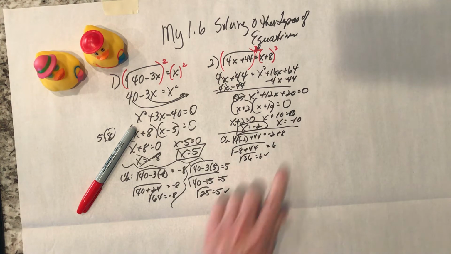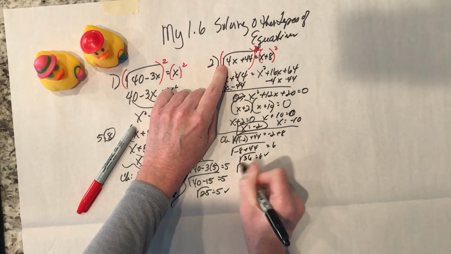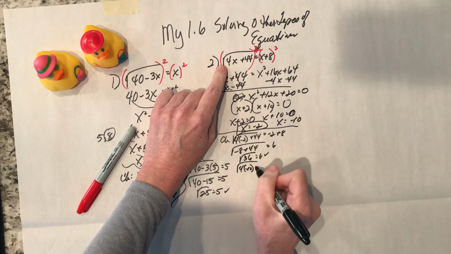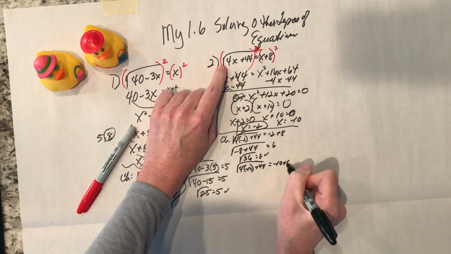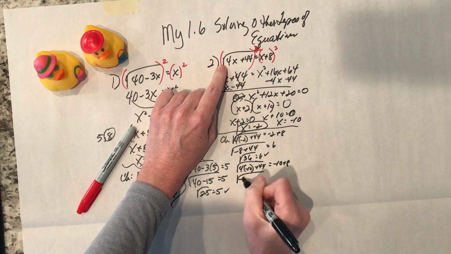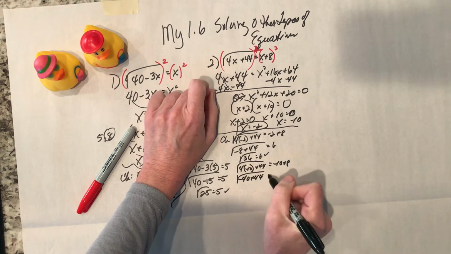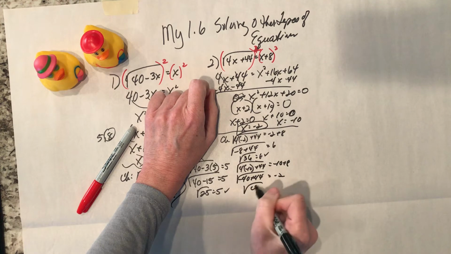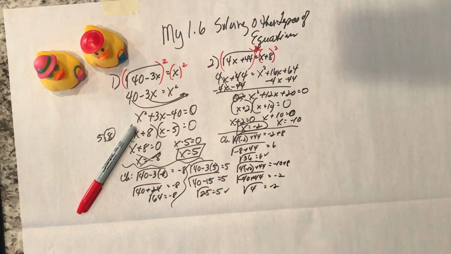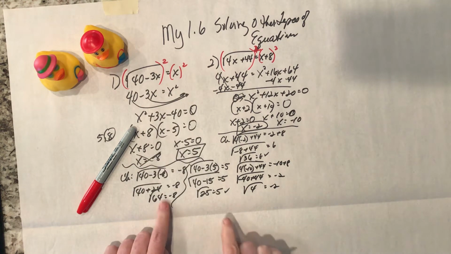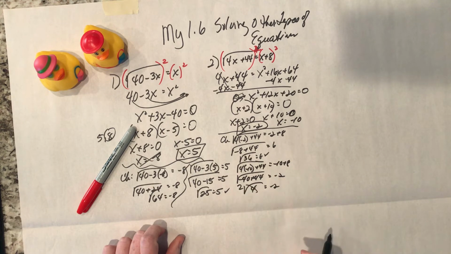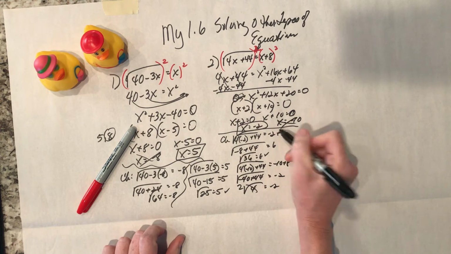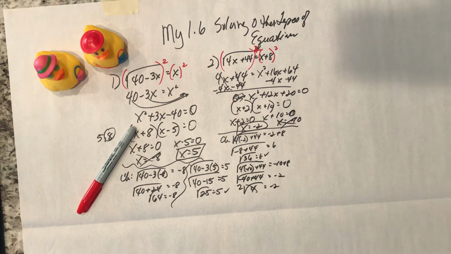Let's check negative 10 by putting it into the original equation. Square root of 4 times negative 10 plus 44 equals negative 10 plus 8. It's a negative 40 plus 44 equals negative 2. Square root of 4 equals negative 2. It's very similar to this check over here. We need a positive and we've got a negative on that side. 2 does not equal negative 2. So negative 10 doesn't work. We have one answer.